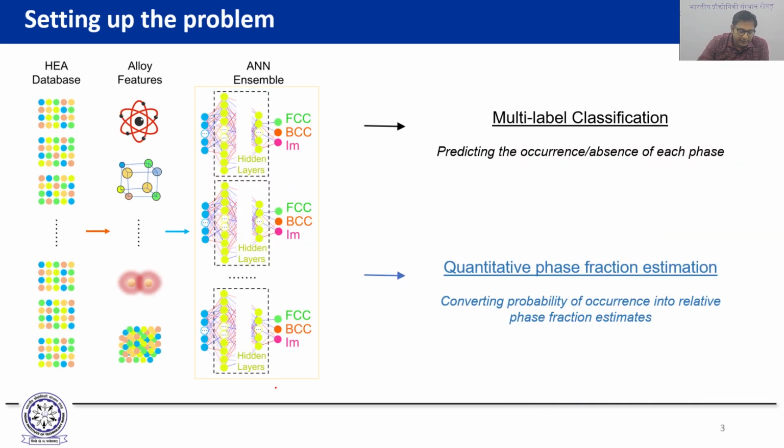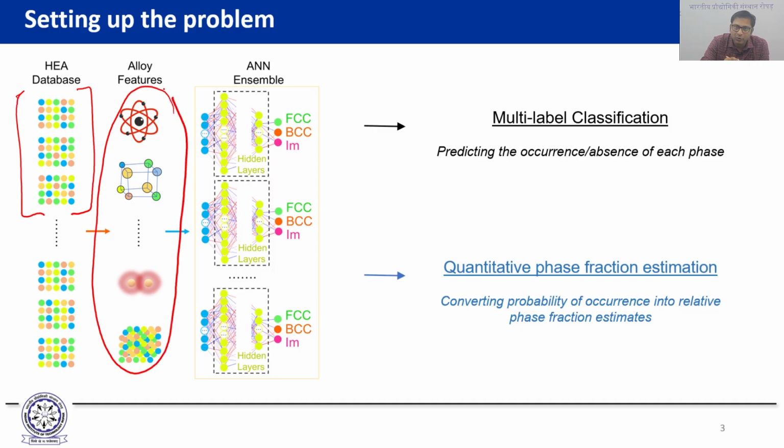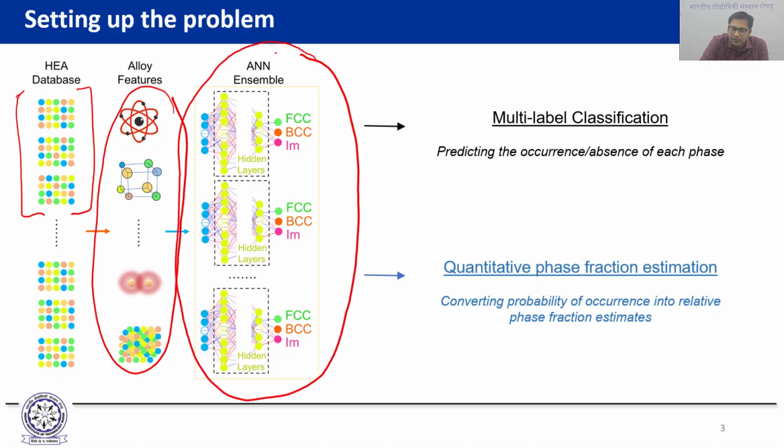So this is basically how we have set up our problem. Just to recap a little bit, we have made our high entropy alloy database. To that, we have added a bunch of features. These are both the composition based features as well as the physically calculated features. And then after that, we will proceed to our actual machine learning model. So in this particular case, an artificial neural network was used.